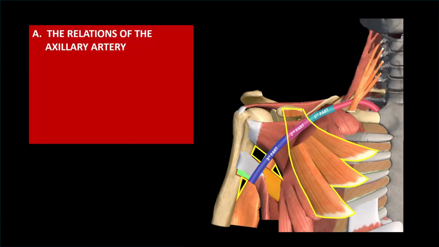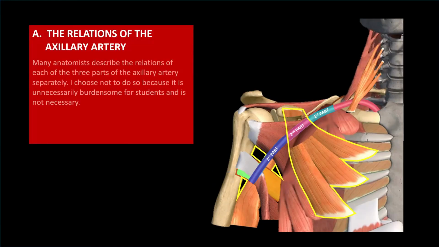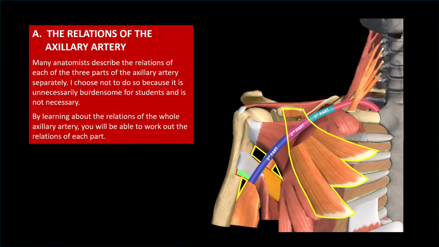A, the relations of the axillary artery. Many anatomists describe the relations of each of the three parts of the axillary artery separately. I choose not to do so because it is unnecessarily burdensome for the students and is not necessary. By learning about the relations of the whole axillary artery, you will be able to work out the relations of each part.